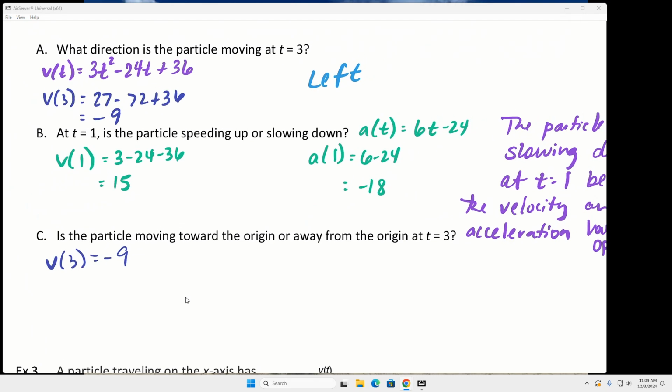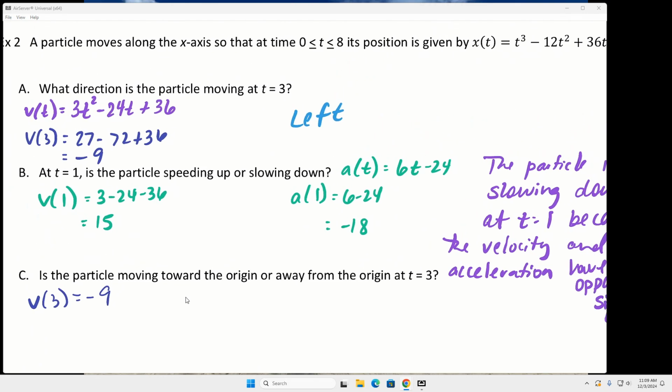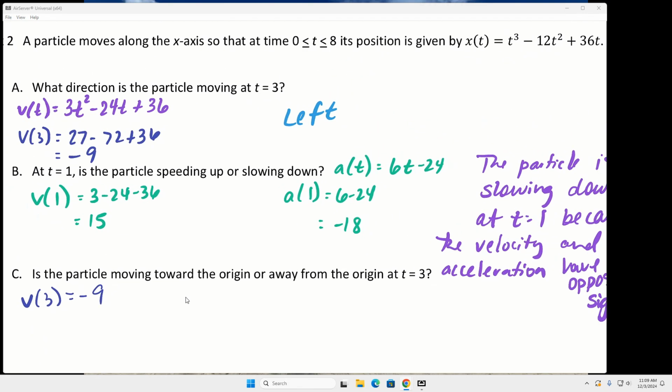So what function do I use to find where the point is, or the particle is, at time t equals 3? Yeah, the position function. So I'm going to cube 3. I'm going to square 3 and multiply it by 12. And then I'm going to multiply 3 by 36. Obviously, I've already done this. I don't do that math that fast in my head. You guys might, I don't know. But we're going to end up getting 27.